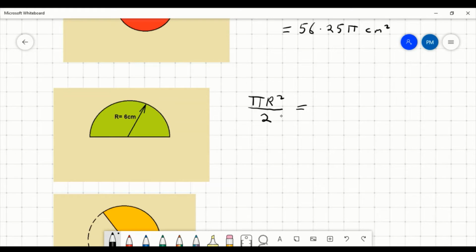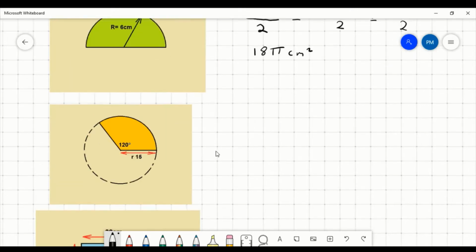So this is going to be equal to r squared, which is 6 squared, pi divided by 2, which is equal to 36 pi divided by 2, which gives us 18 pi. Centimeters squared again.